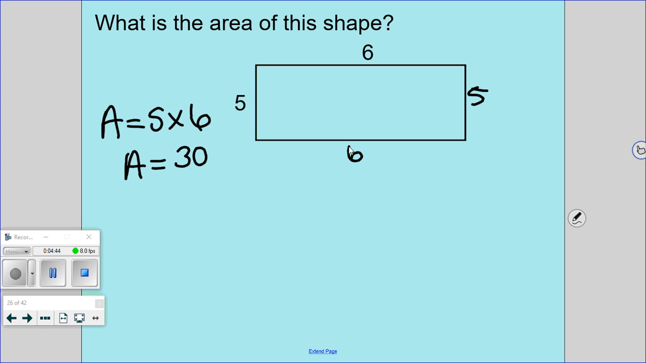We don't know what unit I'm using. I don't know if I'm using inches, centimeters, or feet. So I'm just going to put a U for a unit because I don't know what unit I'm counting by. And because I was doing area, using those squares to fill it in, squared.